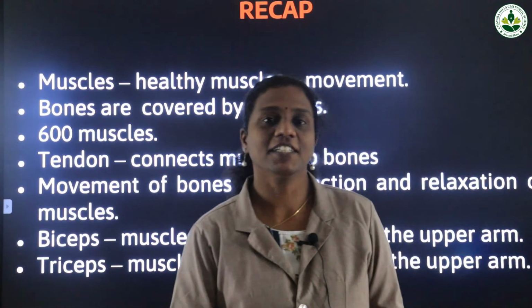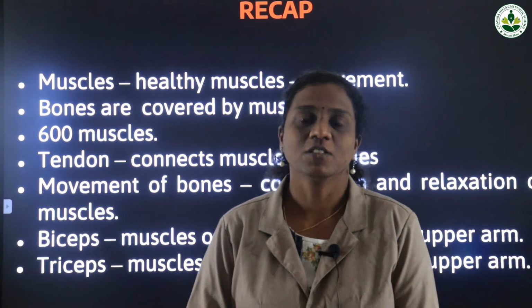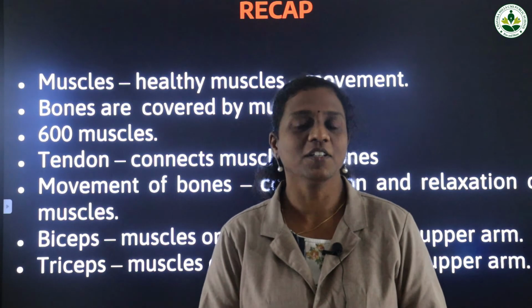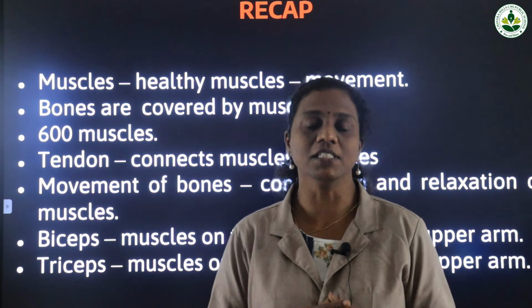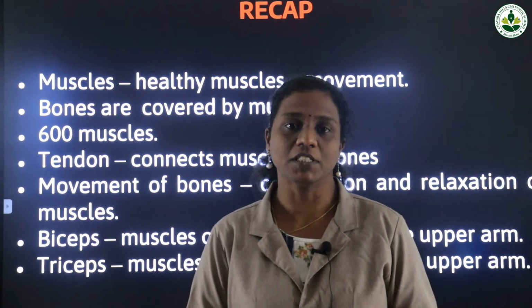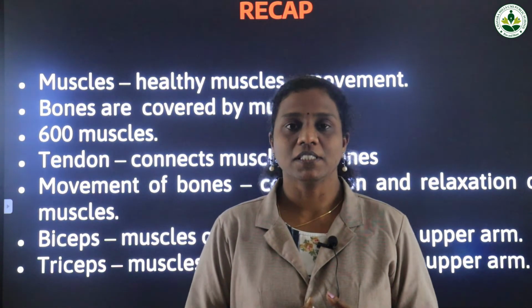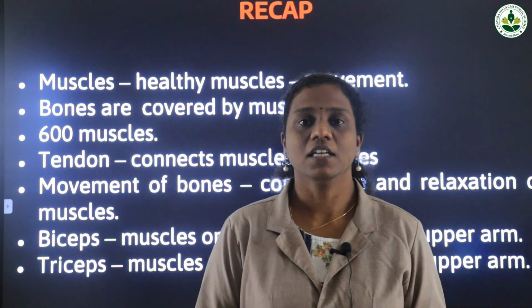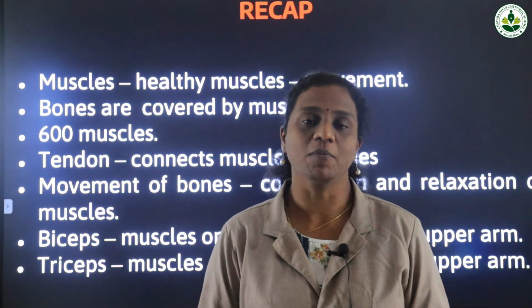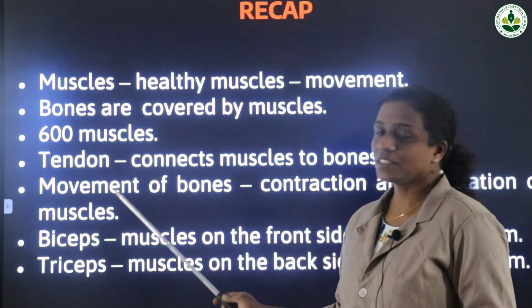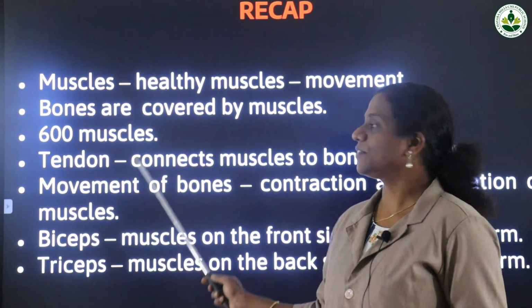So last class we studied about muscles. So muscles are tough tissues attached to the bones. Because of the muscles we can make many kinds of movements. When we studied about muscles, we already saw that they are attached to the bones with the help of tendons. Then we can check the important points that we studied in the previous class.